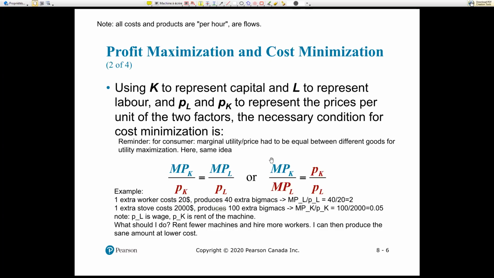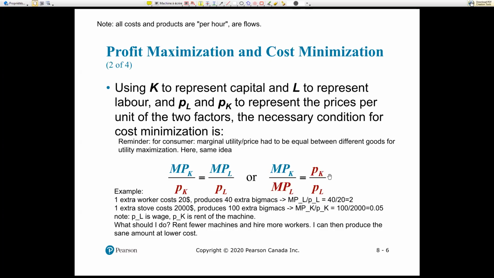Or the other way around, if you multiply by PK on both sides and divide by MPL on both sides, then you get MPK divided by MPL equals PK divided by PL. So what an additional piece of capital gives me in terms of production divided by what an additional worker gives me has to be equal to the price of that capital divided by the price of that labor. And of course, what is PK?